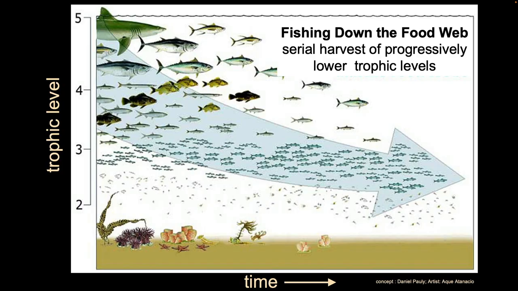So fishing down the food webs, this was first introduced by this crew from Canada, Daniel Pauly and his group and his colleagues. But basically the idea is we start off with the shark. We start off on the upper left and we take those things. And then once we deplete that, then we switch to something else.